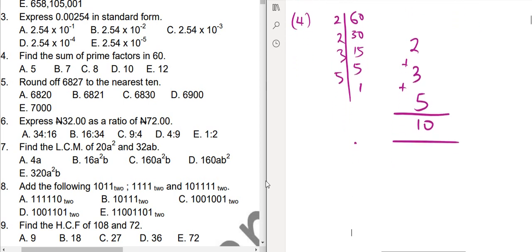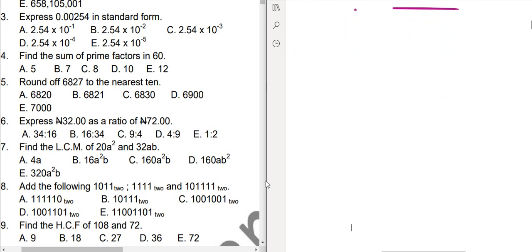Number 5. Read. Round up 6,827 to the nearest 10. Round off 6,827 to the nearest 10. Okay? So to the nearest 10, what unit is this, please? What place value is this? Units. This is what? Tens. This is what? Hundreds. And this is what? Thousands. What place value is this? Units? Tens? Thank you.